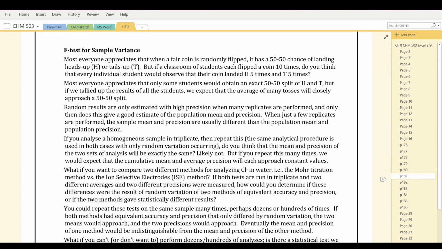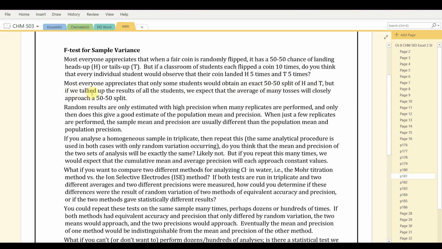Page 181, F-test for sample variances. Most everyone appreciates that when a fair coin is randomly flipped, it has a 50-50 chance of landing heads up or tails up. But if a classroom of students each flipped a coin 10 times, do you think that each individual student would observe that their coin landed 5 times heads up and 5 times tails up? I think most everyone appreciates that only some students would obtain an exact 50-50 split of heads and tails.